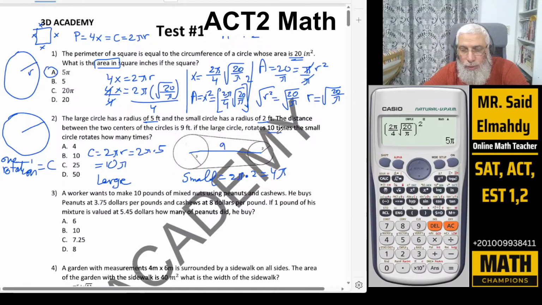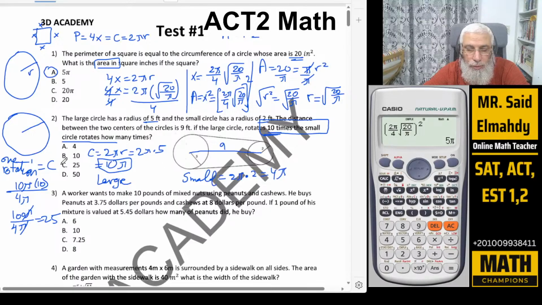So if the large circle rotates 10 times, we multiply one rotation times 10, 10 pi multiply 10. How many times of the small circle? Divided by 4 pi. Small circle is 4 pi. So this is 100 pi divided by 4 pi. This is equal to 25. Pi cancels out. 100 divided by 4 is 25. So the answer is 25 times.